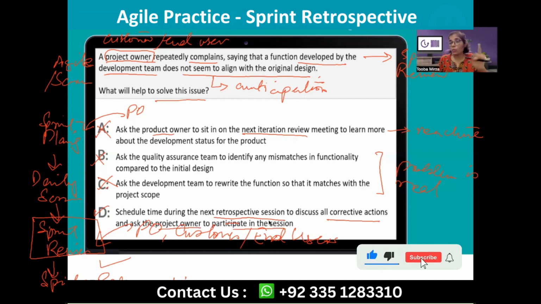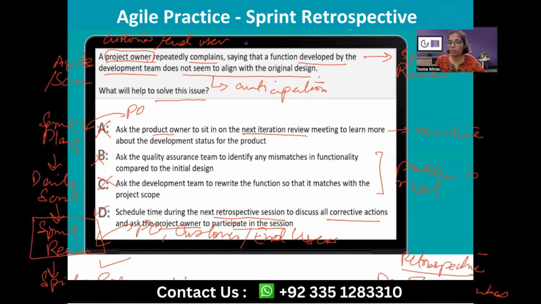Like I told you already, the definitive members of the retrospective session are the development team members, plus anyone who is needed or invited, internal to the organization, not external to the organization.